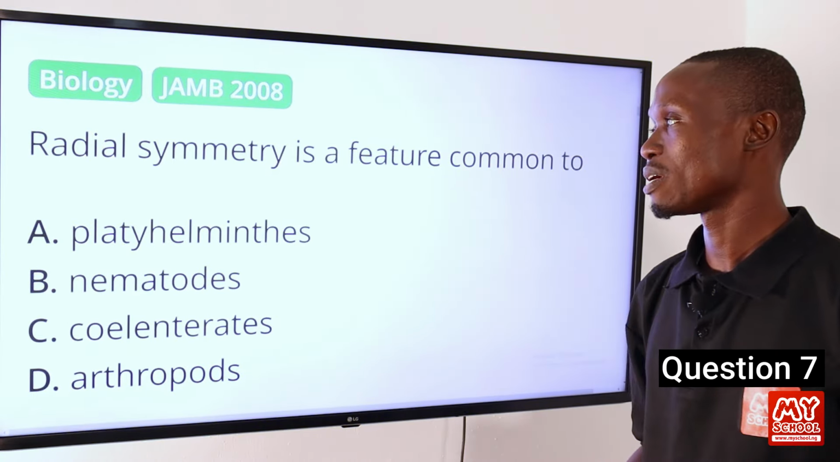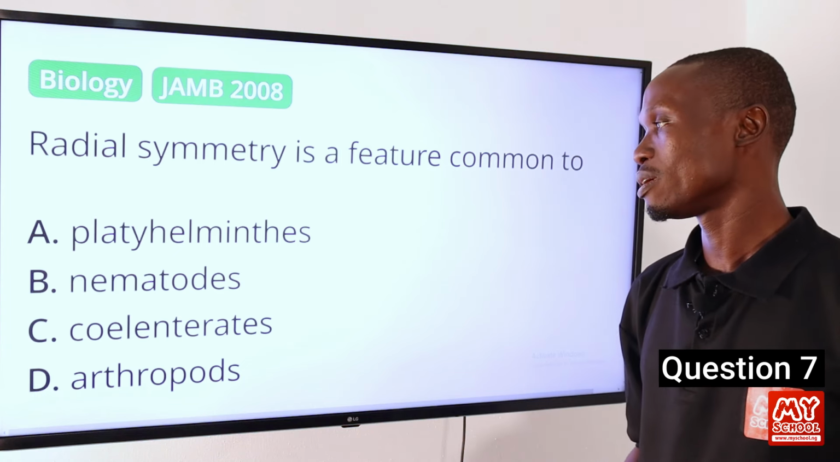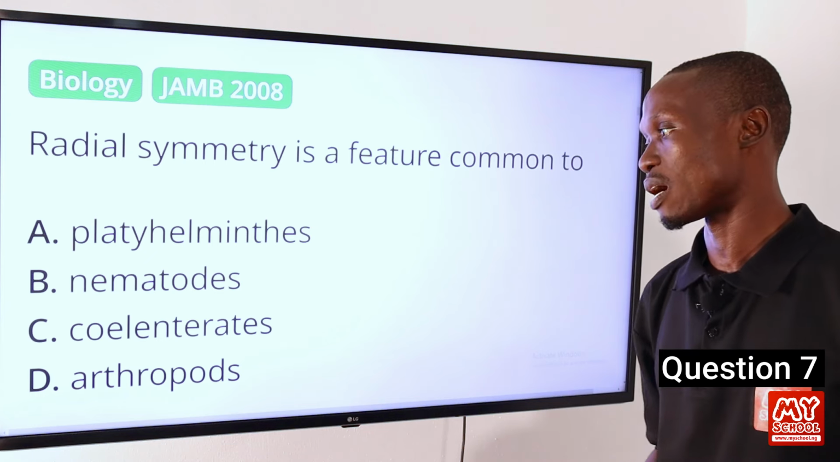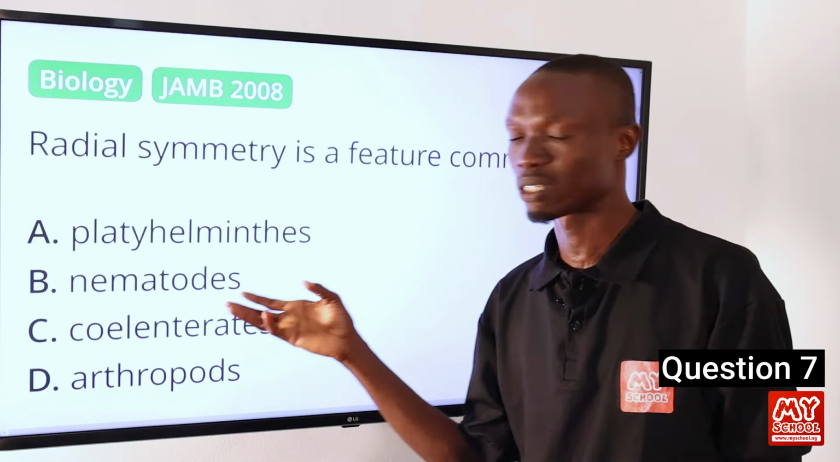Question 7. Radial symmetry is a feature common to dash: A. Platyhelminthes, B. nematodes, C. coelenterids, and D. arthropods. So the answer to this question is coelenterids, option C. Radial symmetry is a feature common to the coelenterids. The coelenterids are aquatic animals that include jellyfish, coral, and sea anemones. They exhibit radial symmetry, which means that their body parts are arranged around the central axis, just like a spoke on a wheel. So that makes option C the answer to this question.